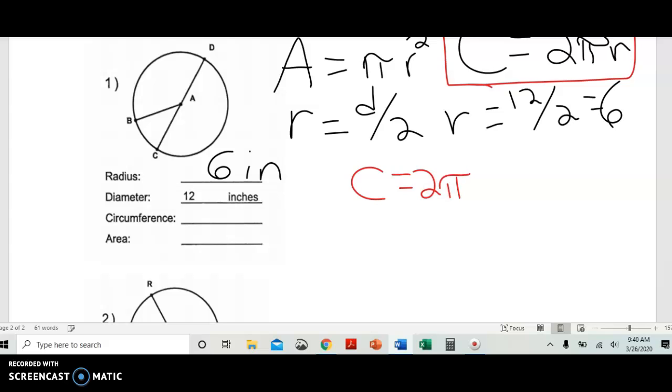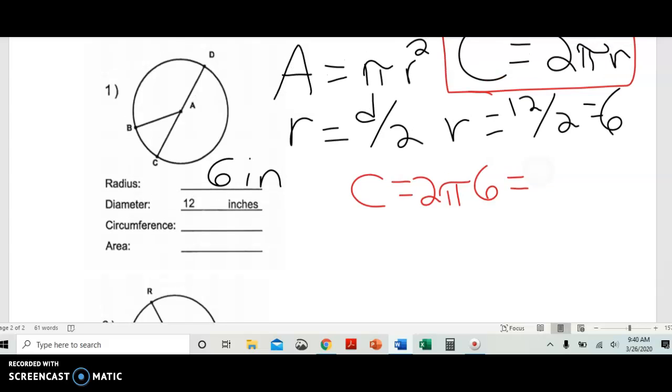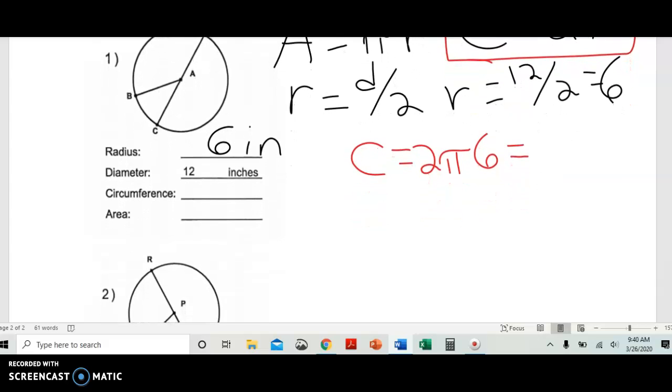Well, we just found out that r is 6, so 2 pi 6. Now, we can see that they're all being multiplied together, so we can simplify that. So our circumference is actually going to end up equaling, what is 2 times 6? 12. So our circumference is going to equal 12 pi. And that is what we're going to put right here. It's going to be 12 pi.